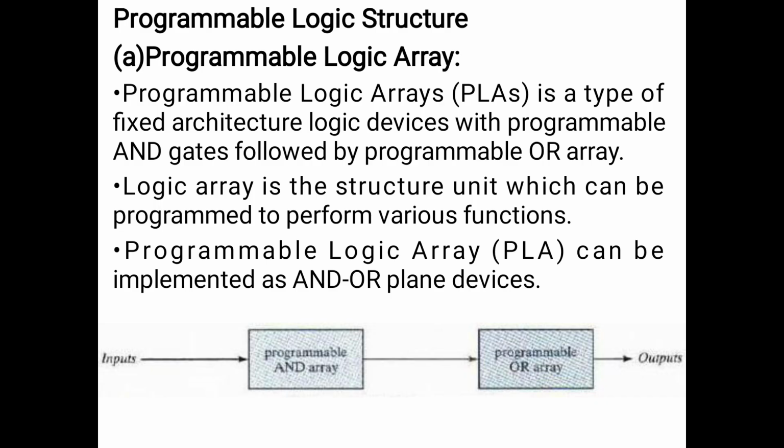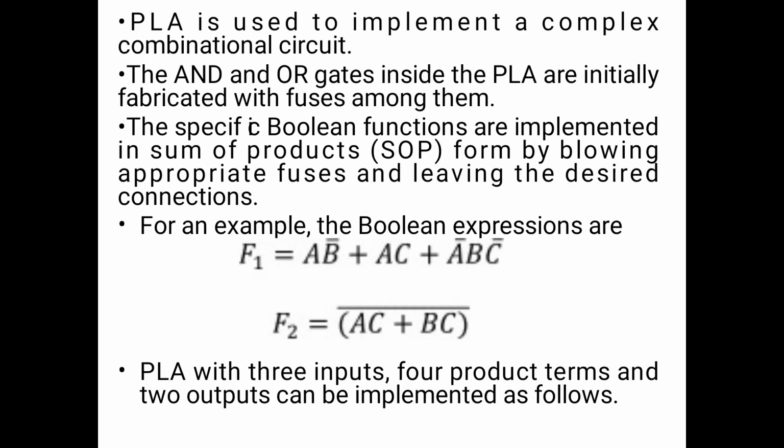Programmable logic structure. Programmable logic arrays are a type of fixed architecture logic devices with programmable AND gates followed by a programmable OR array. Logic array is the structural unit which can be programmed to perform various functions. Programmable logic array can be implemented as AND or OR plane devices. So here we have a programmable AND array and a programmable OR array. Programmable logic array is used to implement a complex combinational circuit.